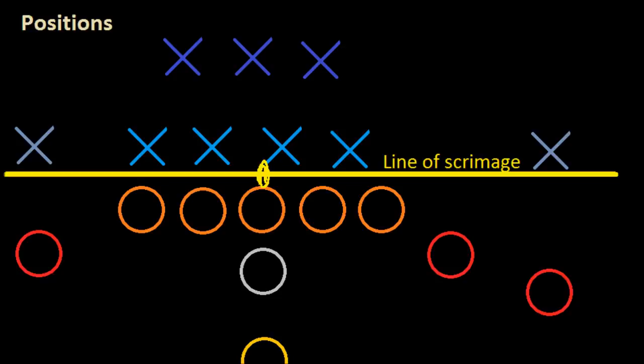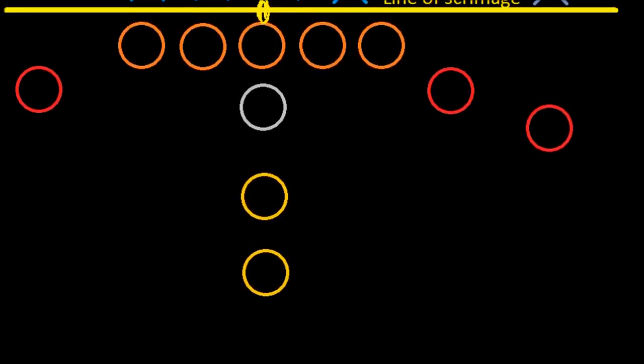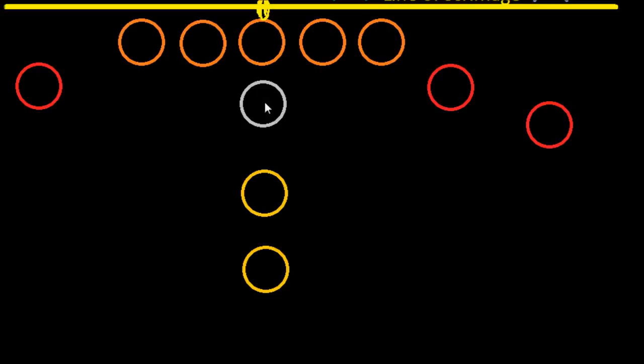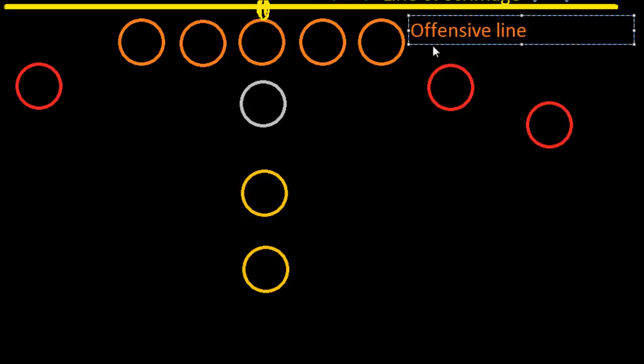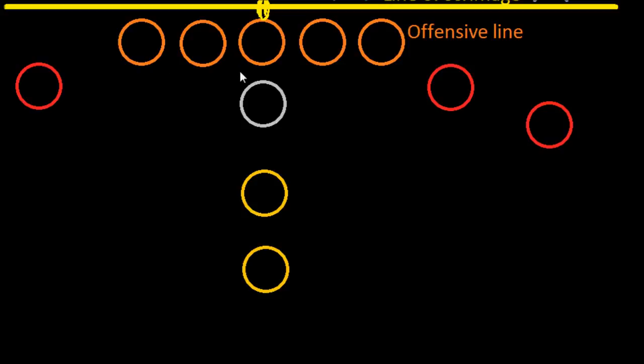So first, let's take a look at the guys on offense. And so that's these O's down here. And the offense will start with the offensive line. So that's these orange guys here. This is the offensive line. As you can see, there are 5 guys in the offensive line. The man in the middle is fittingly called the center, and the center is going to be the man who snaps the ball back to the quarterback.